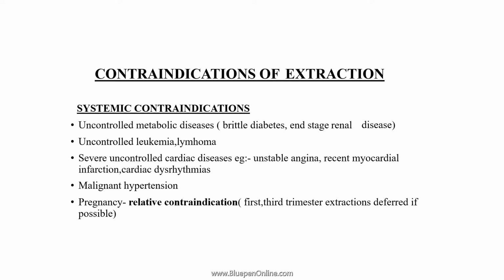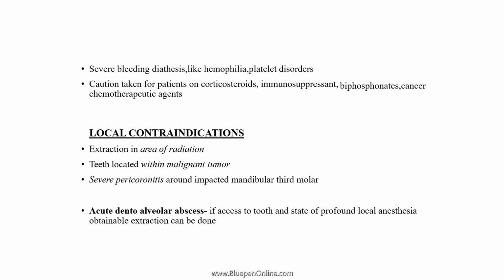And contraindications, we have systemic contraindications and local contraindications. We will see the systemic contraindications first. In cases of uncontrolled metabolic diseases, uncontrolled leukemia, uncontrolled cardiac diseases, malignant hypertension, pregnancy, it's a relative contraindication. Okay, you can do the procedures in the second trimester, but better avoid it in the first and third trimester. Then severe bleeding diseases like hemophilia, right? If the patient is taking corticosteroids, immunosuppressants, bisphosphonates, cancer chemotherapeutic agents, in all these cases you have to take care.